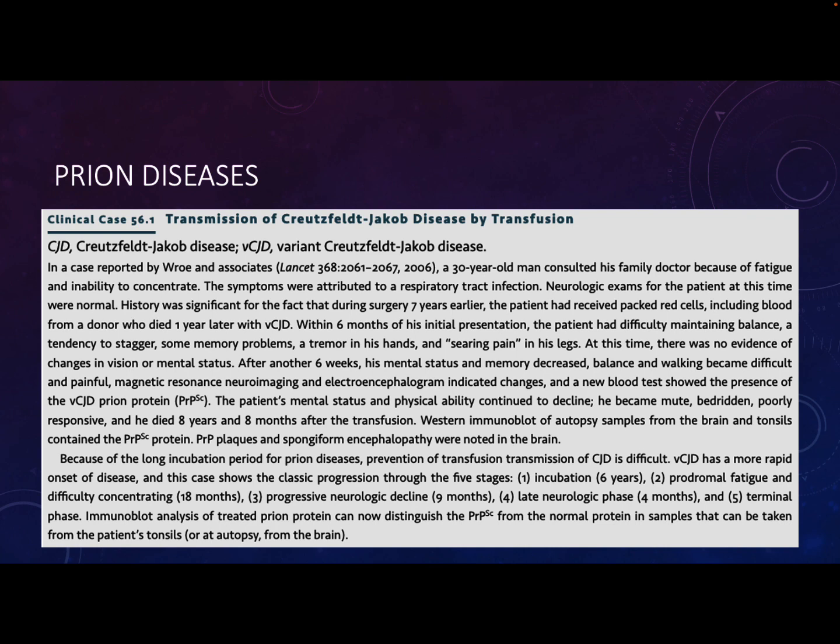Because of the long incubation period for prion diseases, prevention of transfusion transmission of Creutzfeldt-Jakob is difficult. Variant Creutzfeldt-Jakob has a more rapid onset of disease. This case shows the classic presentation through the 5 stages. Incubation, 6 years. Fatigue and difficulty concentrating, 18 months. Progressive neurological decline, 9 months. Late neurologic phase, 4 months. Terminal phase. Immunoblot analysis of treated prion protein can now distinguish the altered form from the normal form in samples that can be taken from the tonsils or the brain.